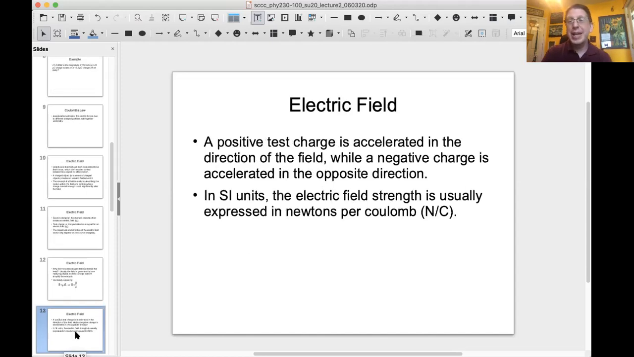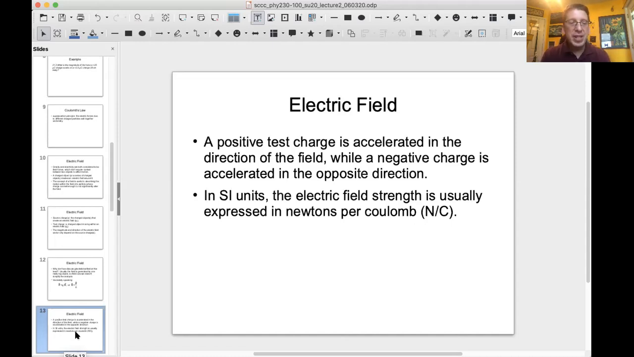Again, a positive test charge is accelerated in the direction of the field. The force and the field vectors point in the same direction. The negative charge is accelerated in the opposite direction. So with a negative test charge, the force and the field vectors point in opposite directions.